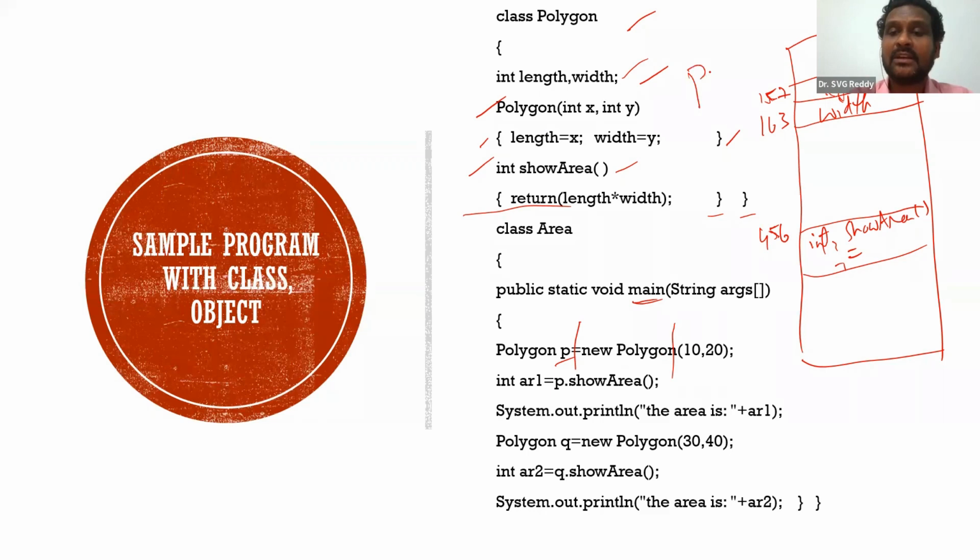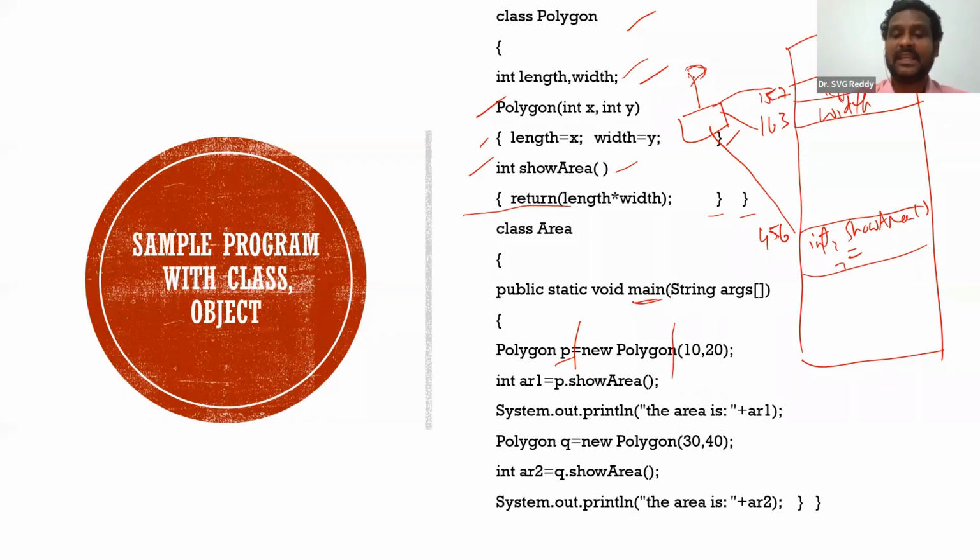And very important, the references of these variables, length and width, and this method are passed to the object P. So variables are allocated in the RAM, the method is allocated in the RAM, and the addresses or references 157, 163 and 456 are linked to the object P. That's why now I can access P.length, P.width and P.showArea. That is the reason, please understand. So the references of the addresses are passed to the object P. See there in the diagram.